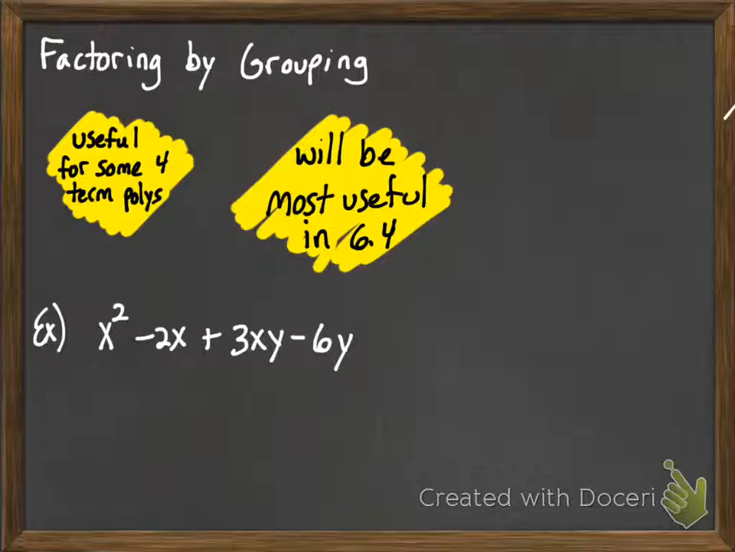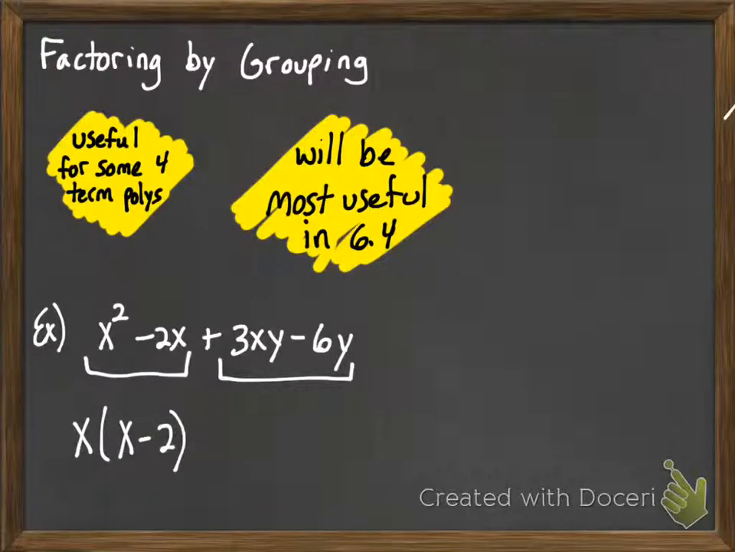The way factoring by grouping works is we typically group our four-term polynomial into two pairs. Okay? And we look at each of those two pairs individually. And we ask the question, what's the greatest common factor? And so here we have an x squared and a 2x, so we can pull out an x. And so we go ahead and do that.